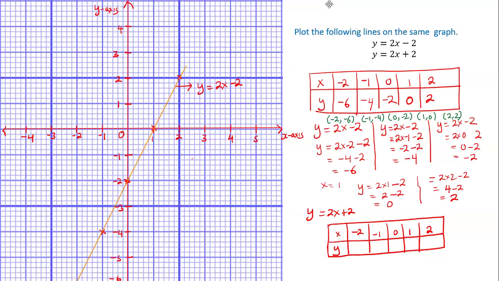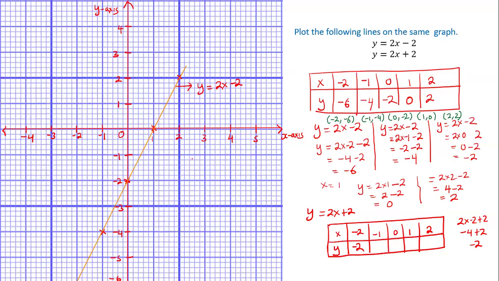So I'll come and then I put my values. When you substitute in -2, you'll say 2 times -2 plus 2, which will give us -4 plus 2, and our answer will be -2. So anyone putting up the hand, you are going to just be telling us the answer. Calculate, and then you tell us the answer.